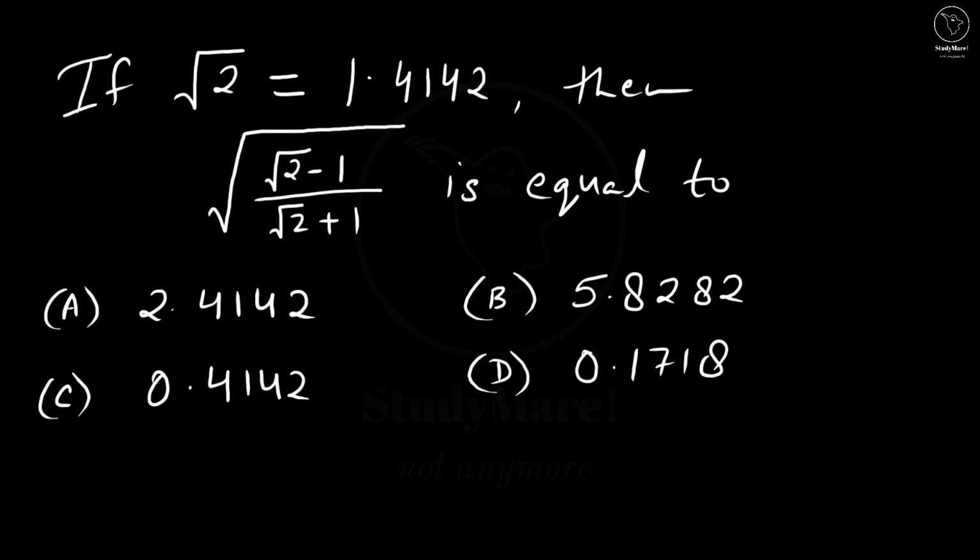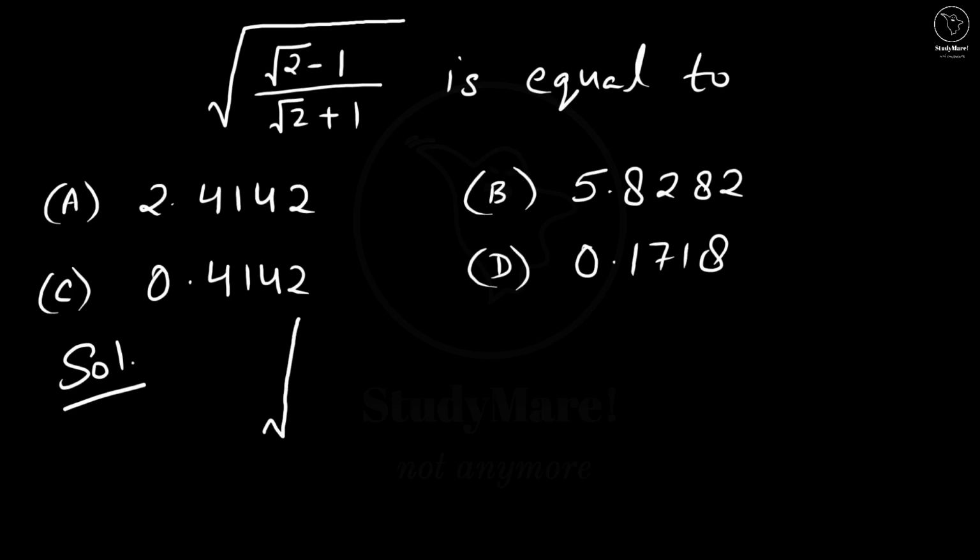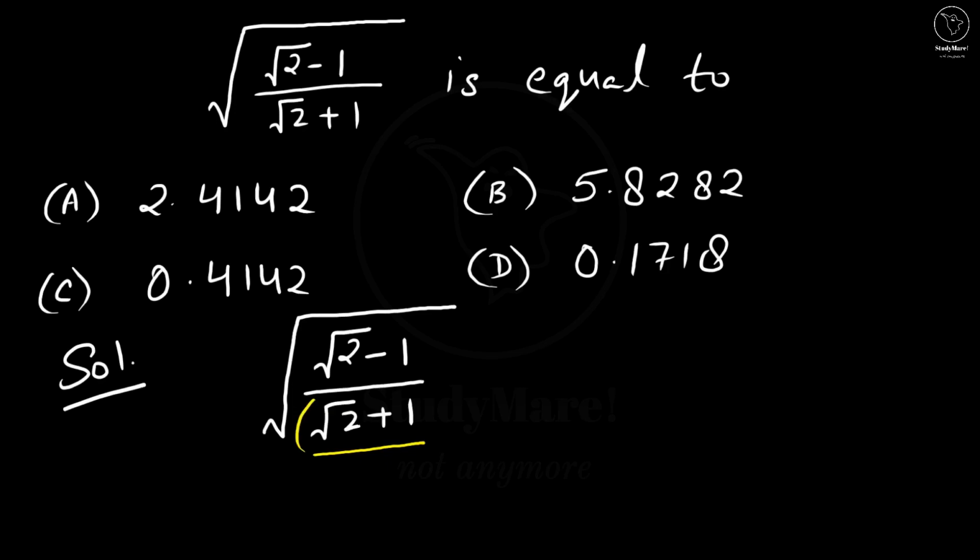Let us write down the question first, which is root 2 minus 1 upon root 2 plus 1, and there is a root on the entire expression. Now, how are we going to solve it? You see, we have a root in the denominator. That means we have to rationalize the denominator. How can we rationalize it? Multiply the denominator with root 2 minus 1 as well as the numerator with root 2 minus 1.